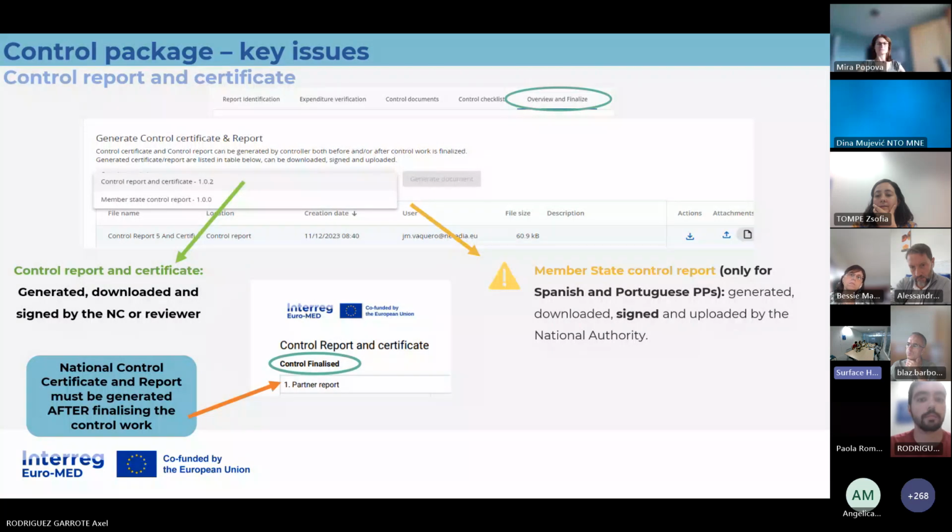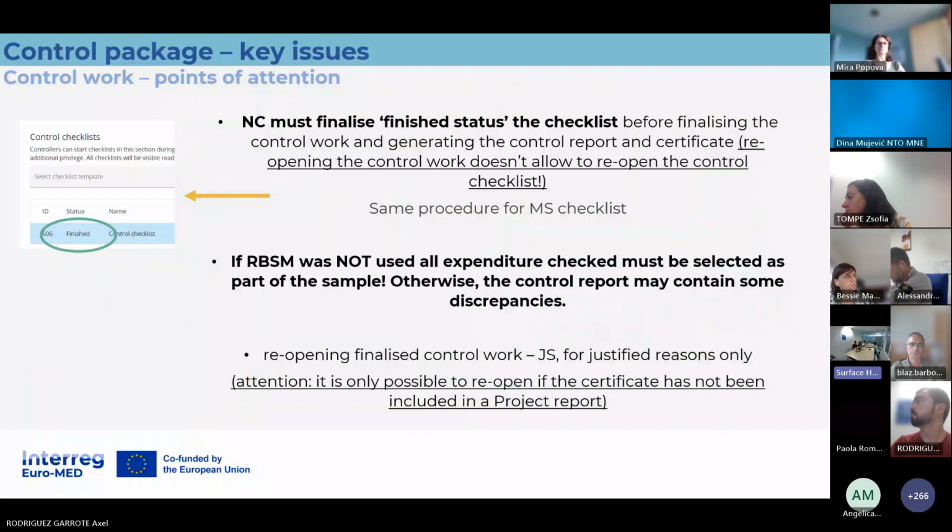One question again about reopening for a justified reason. If the national controller has issued the certificate, but the external controller checklist is missing, can we ask the GS to reopen the finalized control to include the missing checklists? Yes, you can. But you have to inform your lead partner, who has to inform us, because the lead partner must always be aware of all these.